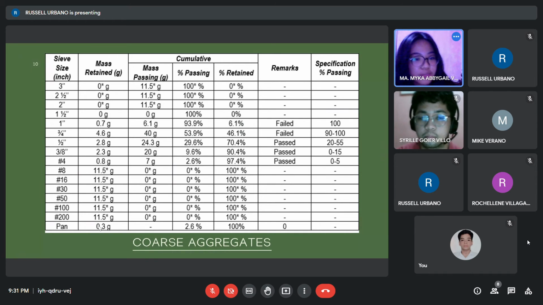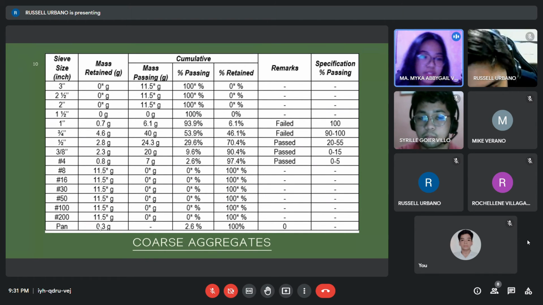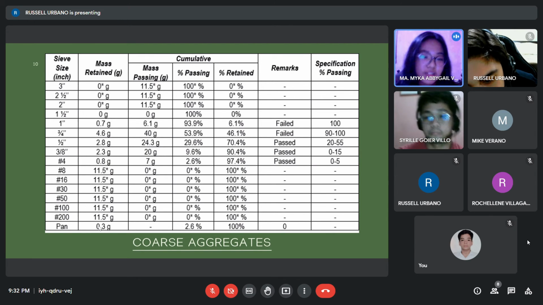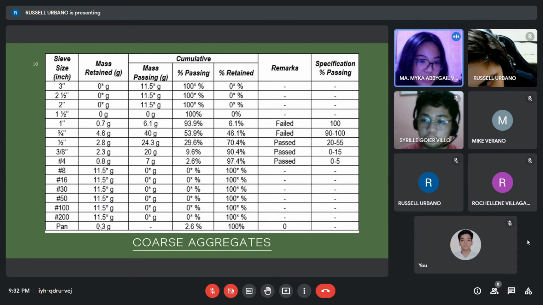For cumulative percent passing, we subtract the cumulative percent retained from 100. For example, the 1.5 sieve, it's 0% cumulative percent retained. Therefore, the percent passing is 100. On the 1 inch sieve, the cumulative percent retained is 6.1. Then subtract it from 100. Therefore, the cumulative percent passing is 93.9.